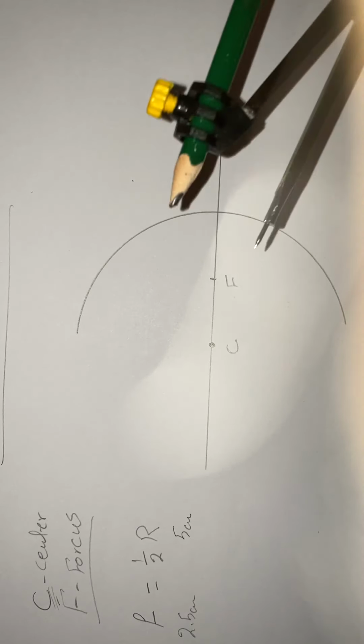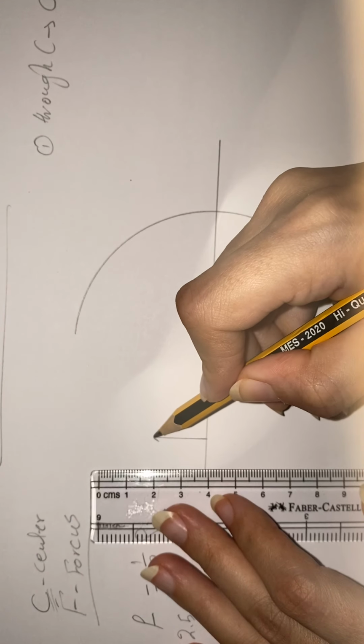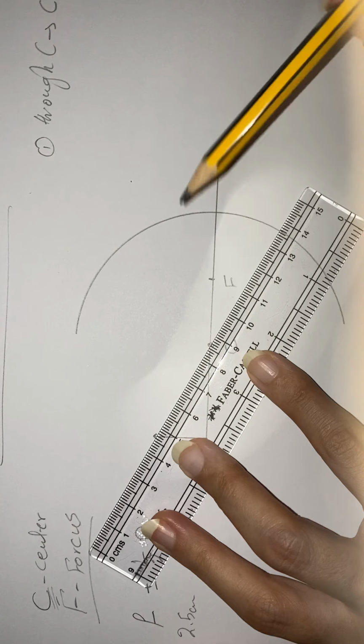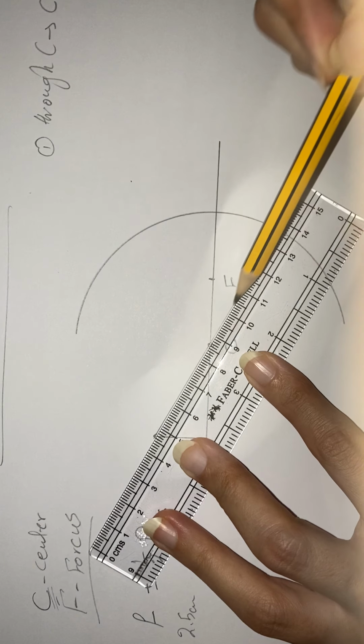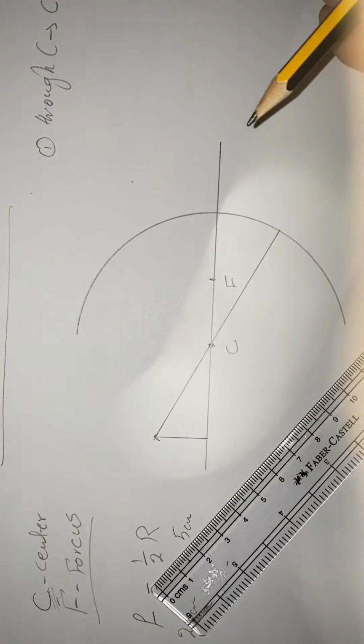The rules are 3. First rule says, any light that comes through C will go through C back again. In other words, if I have an object standing up here, I'm gonna take the tip top of that object. Any light coming from that tip top to the mirror through C, through the center, will go in and out, reflected in the same manner. So any light coming through C will go back through C.